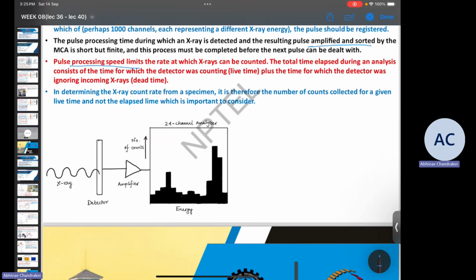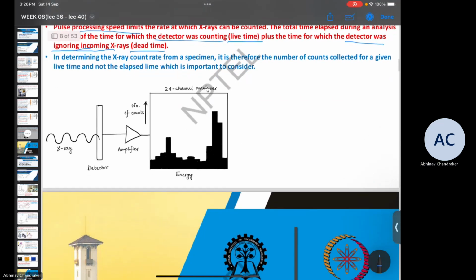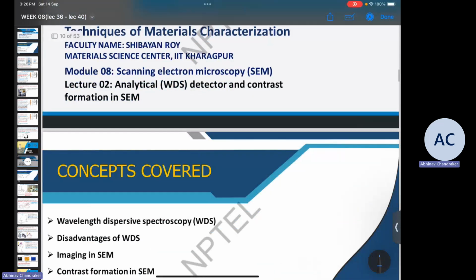Because of this processing time associated with the detection of every pulse, there is some time which is called dead time, and then there will be some time which will be called lifetime, which involves those times when the detection is happening. That is, the time for which the detector was counting. But there was also some time where the detector was not counting because it was processing the earlier registered pulse, earlier registered X-ray, and that is the dead time. So this was how EDS works.